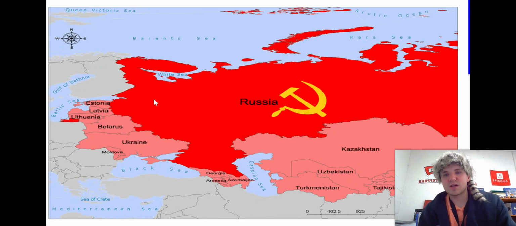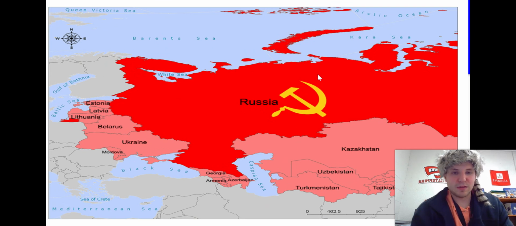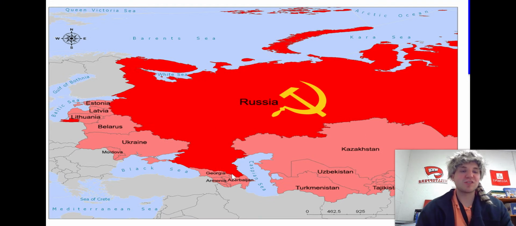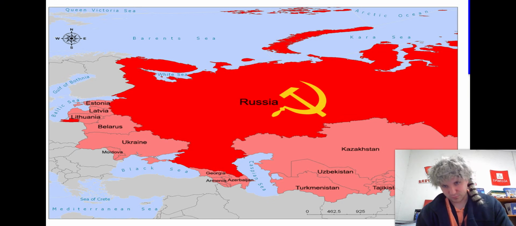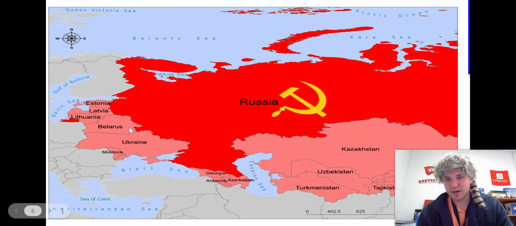Now, talking about the Soviet Union. You see this: the dark red represents obviously Russia, but all of these countries that are shaded in the light red, the salmon, if you will, represent areas that are now independent countries that used to be a part of the Soviet Union. You notice you have Belarus, Latvia, Lithuania, Estonia. The biggest one though, Ukraine. You're starting to see where this is going.